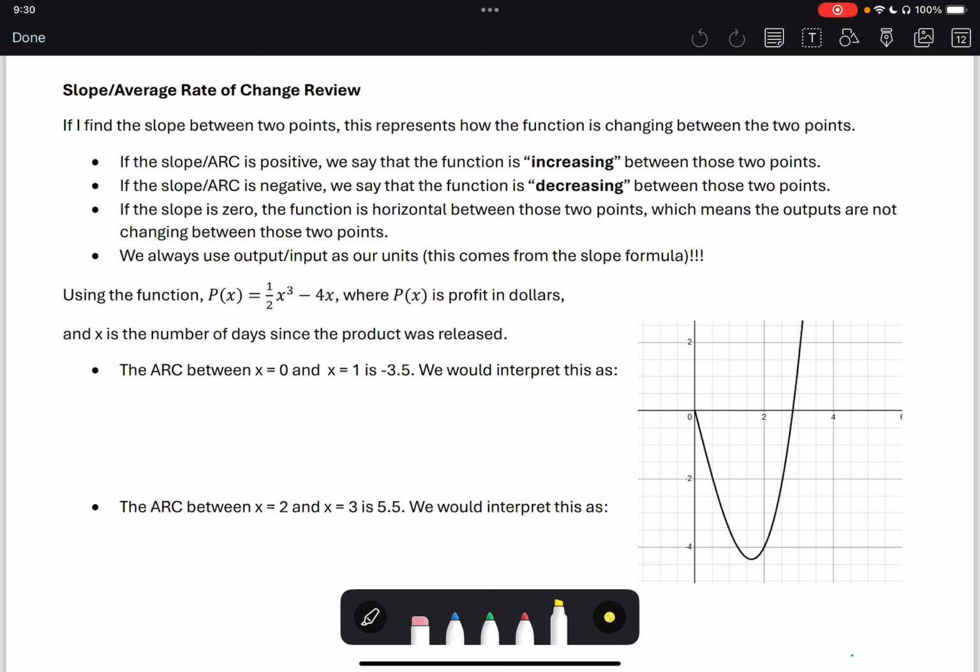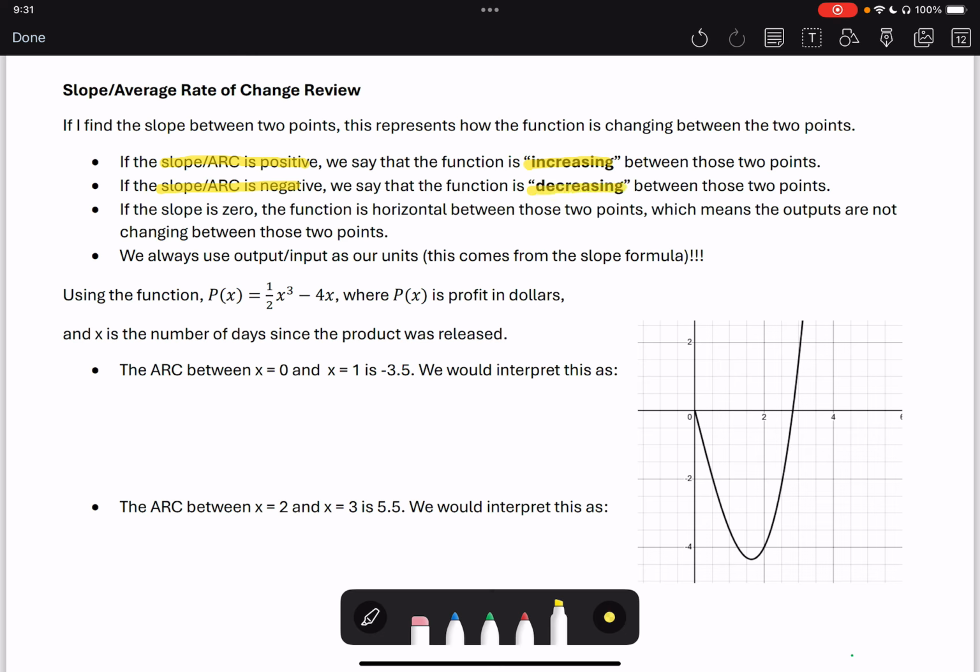So if you look at this graph that we're given down here, this P of X function, we're going to be working on finding the average rate of change between different points here. But let's start with just reviewing that if we have a slope or average rate of change that's positive, we always say that the function is increasing. If our slope or average rate of change is negative, then we say the function is decreasing between those 2 points.